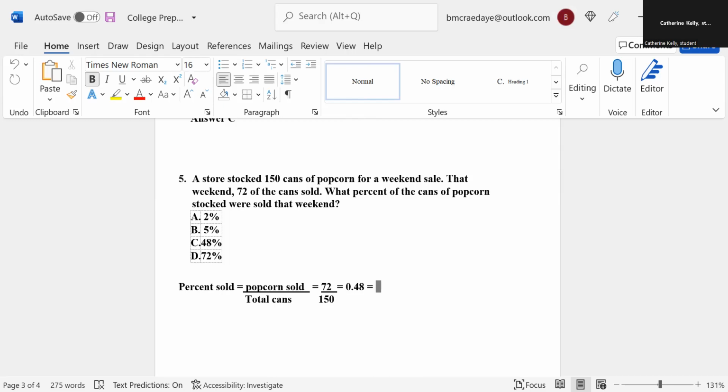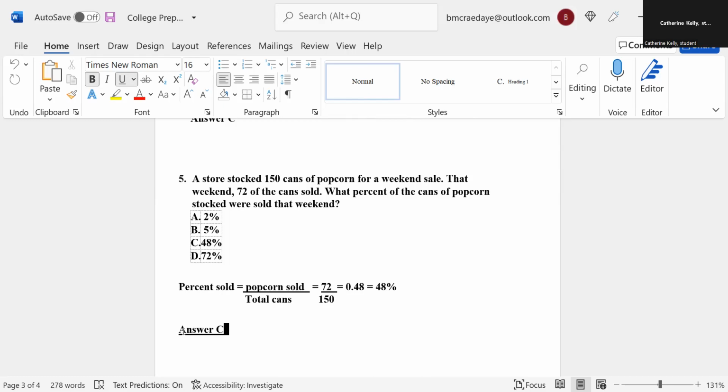So what would that be equal to as a percent? Okay, it'd be 48 over 100. No, as a percent. 48%. That's right. So that would be 48 percent. That would be your answer. That's answer C.